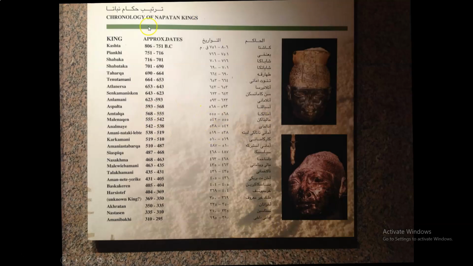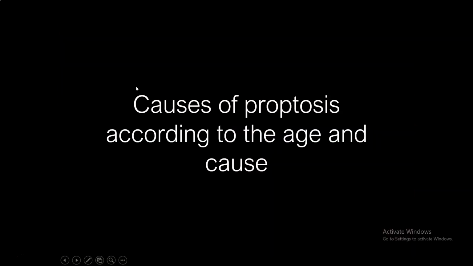When we talk about orbital pathology, it is very versatile, and so many pathologies are present in this region, as if you have to name the Egyptian kings in a chronological way with the years they governed. So it's a bit difficult, but we will make it very simple, as you will see. And for the causes of proptosis, another classification is according to the age and cause. The age is very, very important in dealing with orbital pathology, as you will see, and the cause.